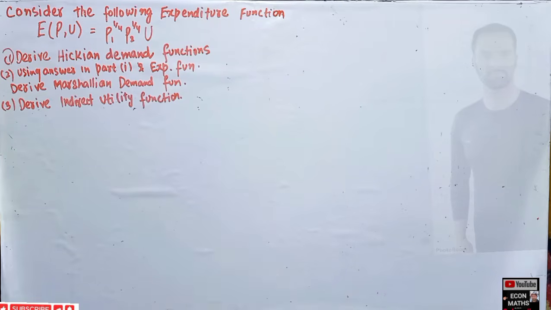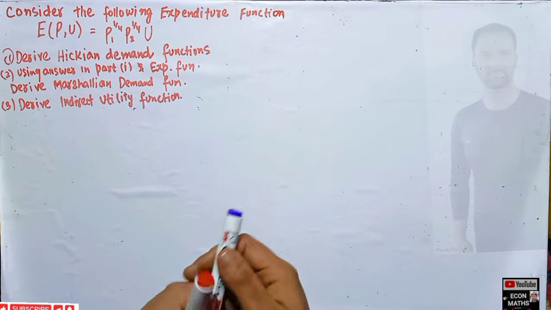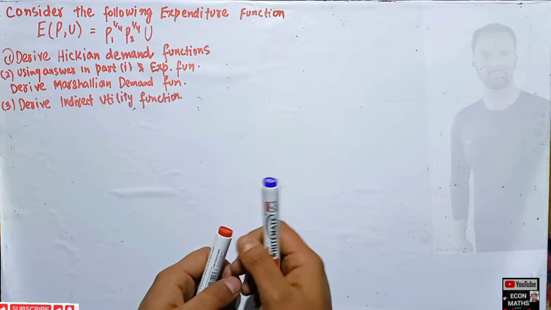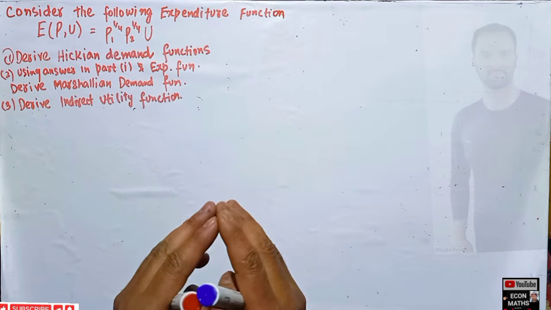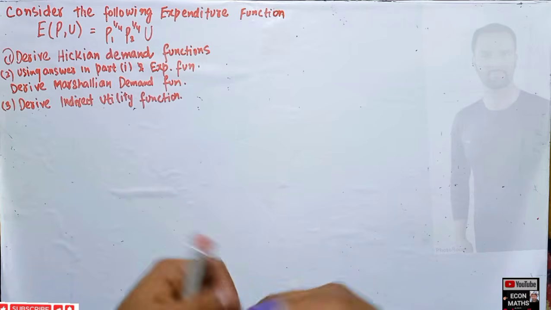In this video, we will try to solve a problem that was asked by a brother regarding how to find the Hicksian demand function, indirect utility function, and Marshallian demand function with a given expenditure function. It will be a very useful video for you people. I will discuss how to find these things using a shortcut method.